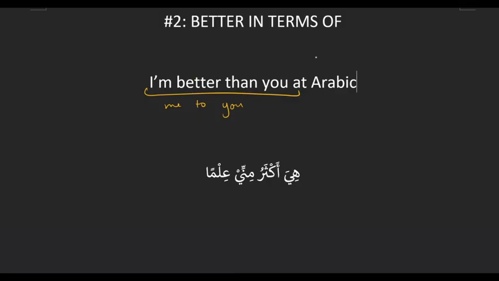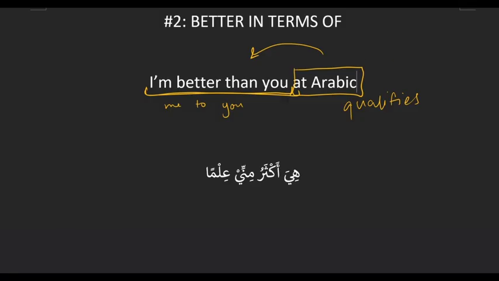But then after I saw your surprised expression, I added "at Arabic." So what does this part, "at Arabic," do? It narrows the scope of the previous statement. I'm not saying I'm better than you just as a general statement. When I add "at Arabic," I'm saying specifically I'm better than you at Arabic. So it qualifies the previous statement. This is what we call a qualifier. So you have your standard comparative statement followed by a qualifier.